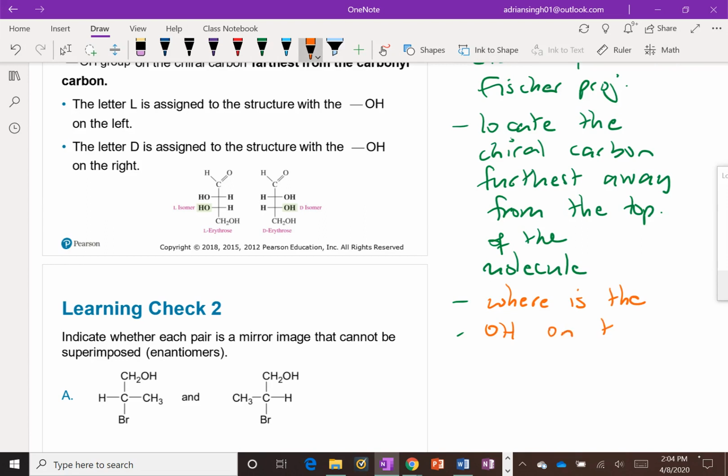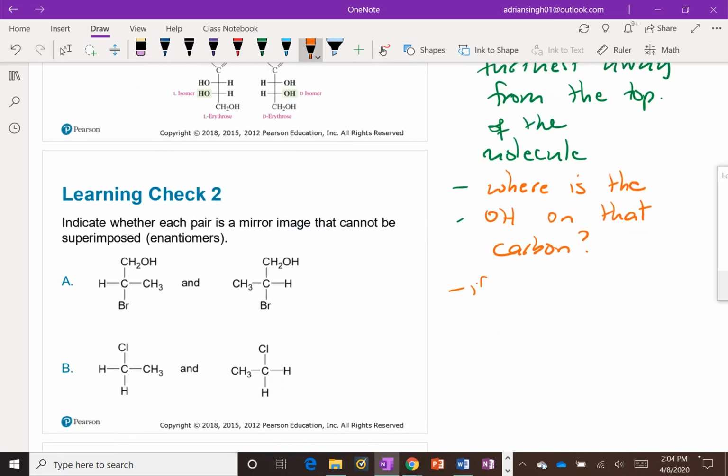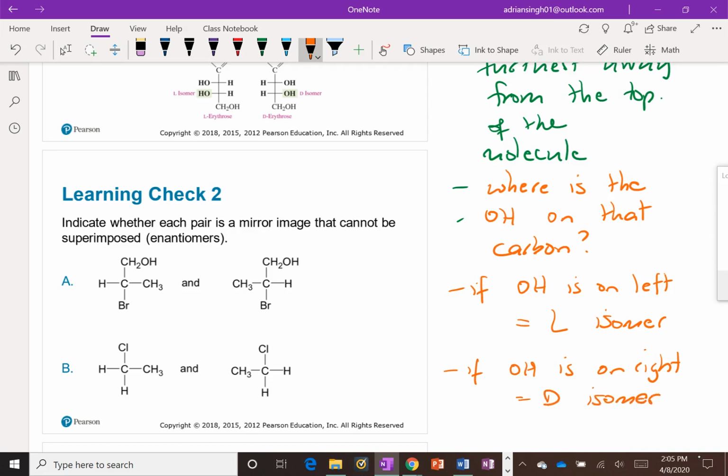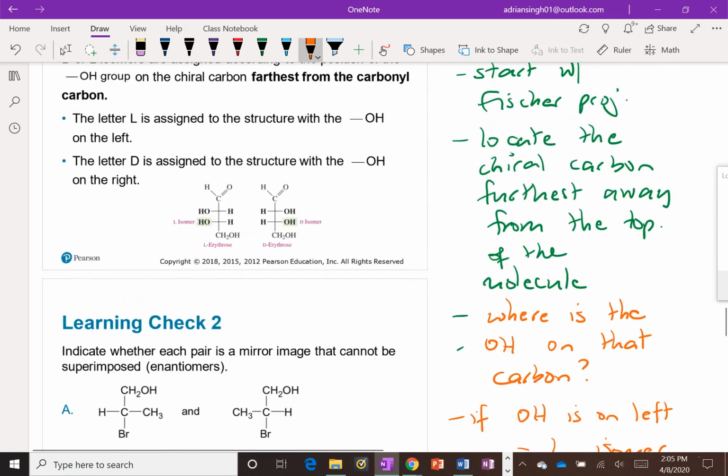On that carbon. All right, so if the OH is on the left, we call that the L isomer. And if the OH is on the right, we call it the D isomer. Right, so again, we're using glyceraldehyde as our basis.